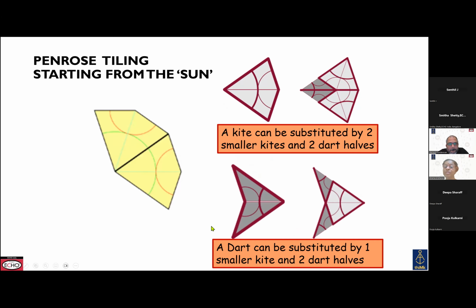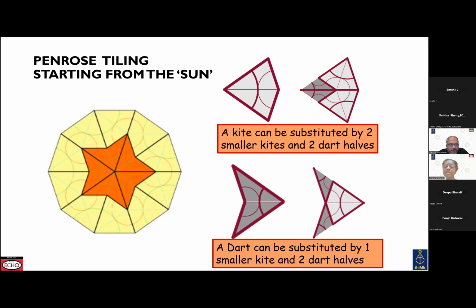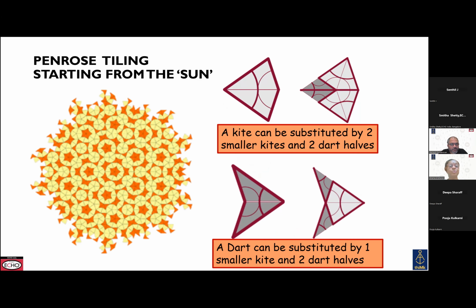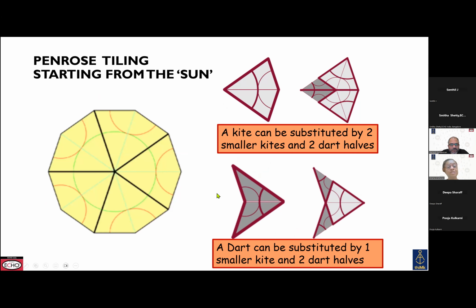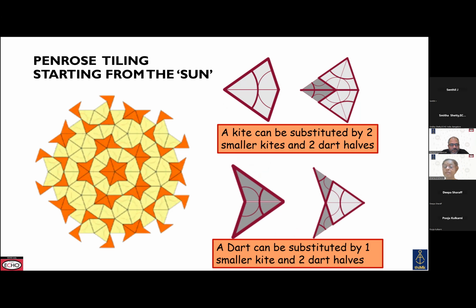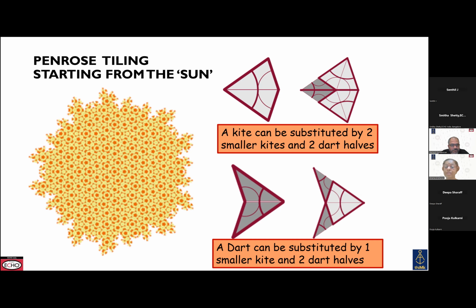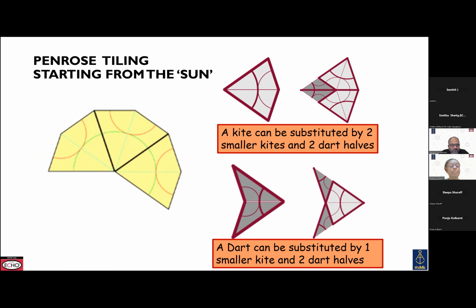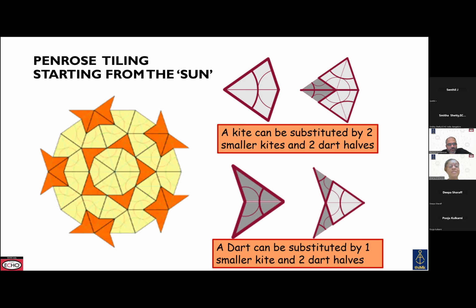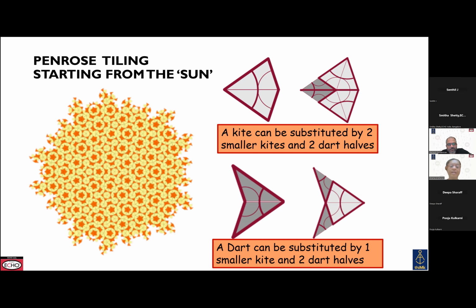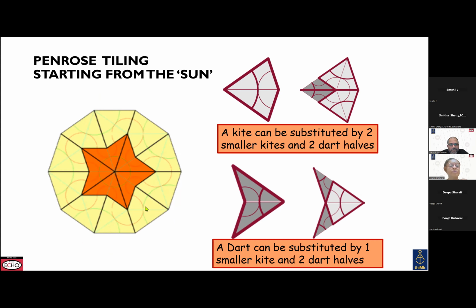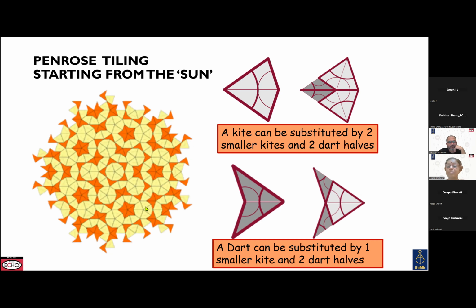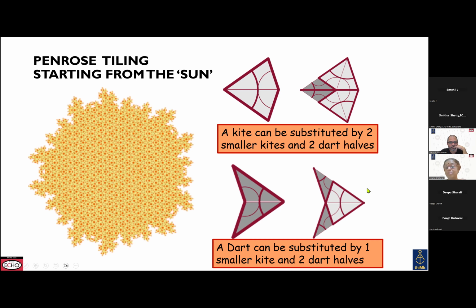And over here, we can see on the left he had some more substitution rules, where a kite can be substituted by two smaller kites and two dart halves. And then if you start off with this sun pattern in the center and continue further and further inside, like a fractal, you divide it and continue like this, and you get this beautiful pattern. And once again, it is non-repeating.